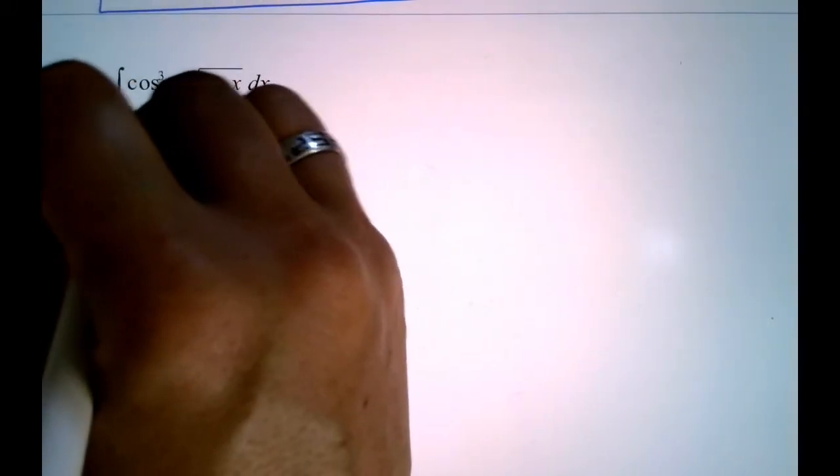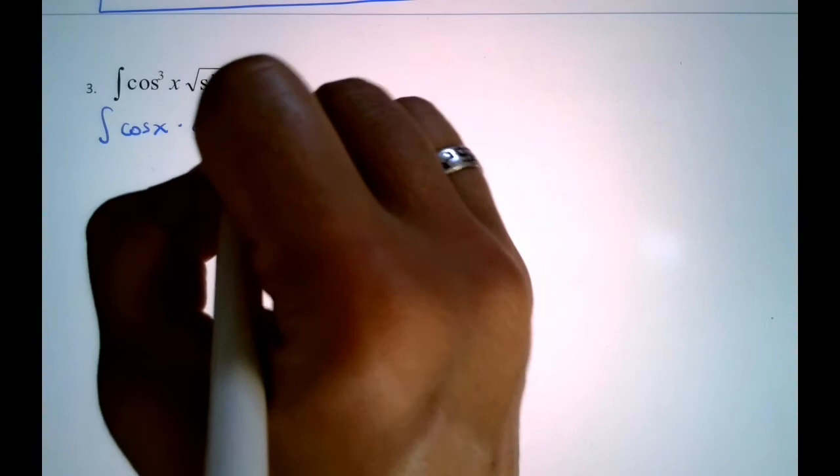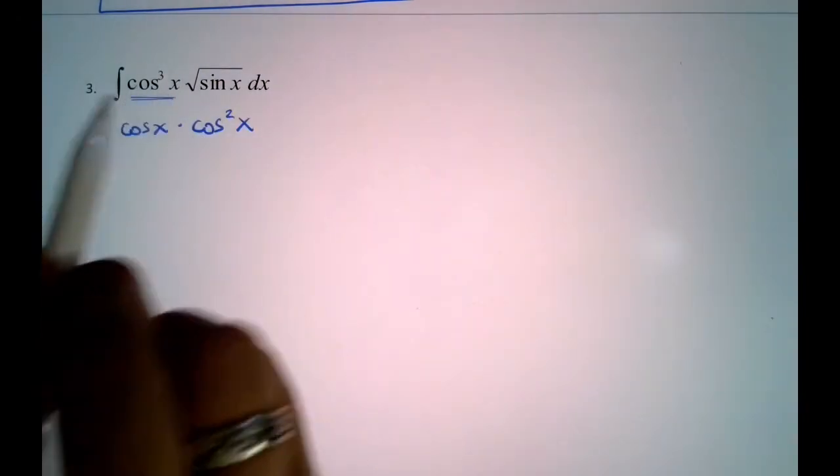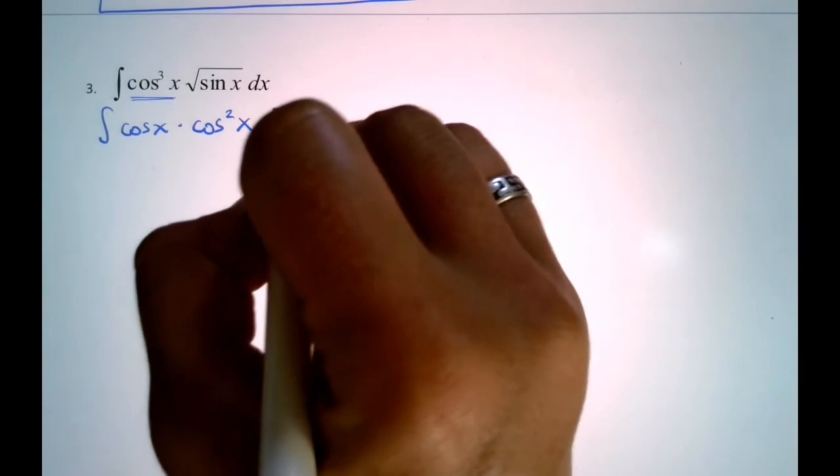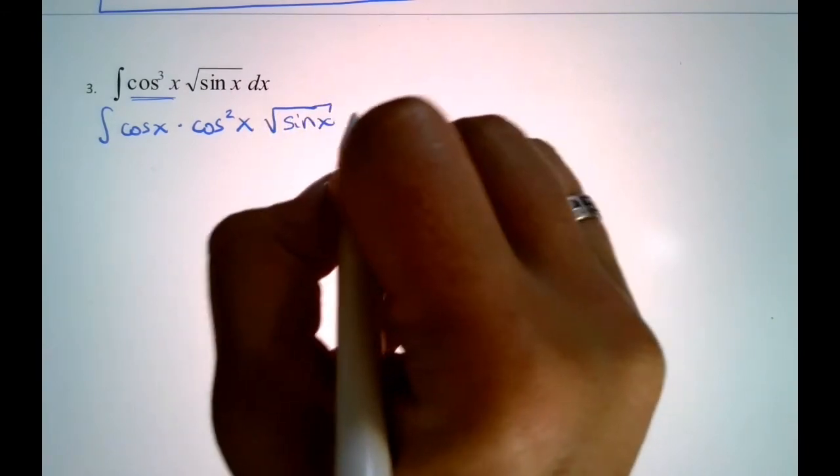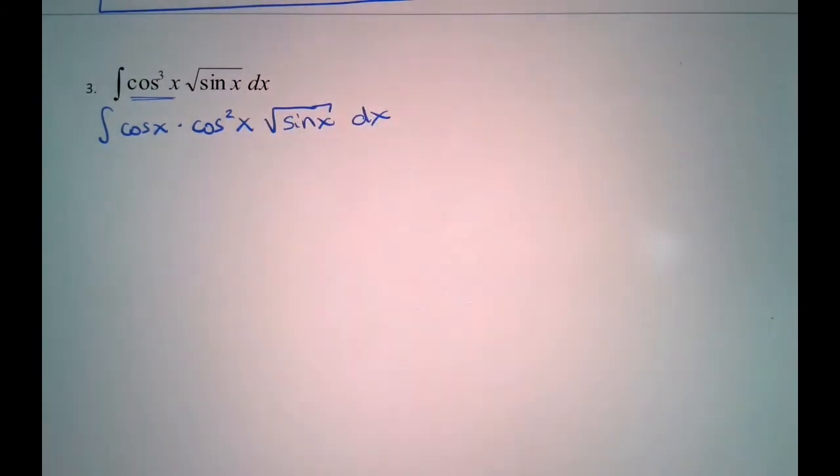So how is that going to work? Well, I'm going to do the same thing. I'm going to save one cosine factor, which means I have the cosine there by itself, and then cosine squared, that combines to give you that cosine cubed. And then I'm just ignoring this square root of sine x in there, like it's just there. I'm going to convert everything over to sines. That's what they want you to do.